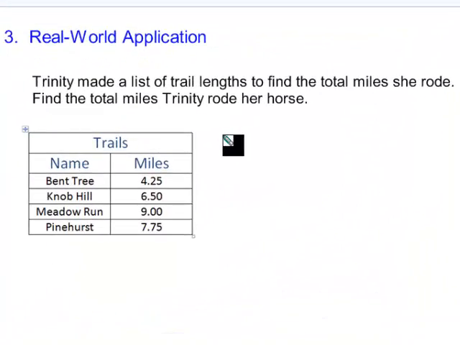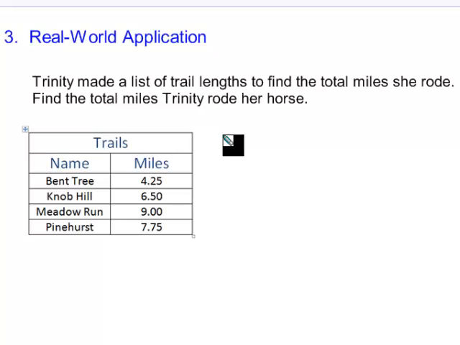Okay, so let's do a real world application problem here. It's not going to be too challenging a one. Keep in mind that the story problems you're going to have are going to often model what we did. So here we go. Trinity made a list of trail lengths to find the total miles she rode. Find the total miles Trinity rode her horse. Well, look at our table here. We got the name of the trail with how many miles she rode her horse on that particular trail.